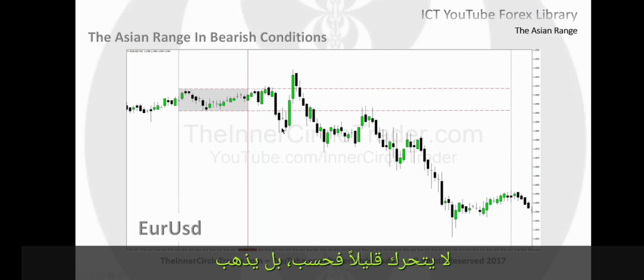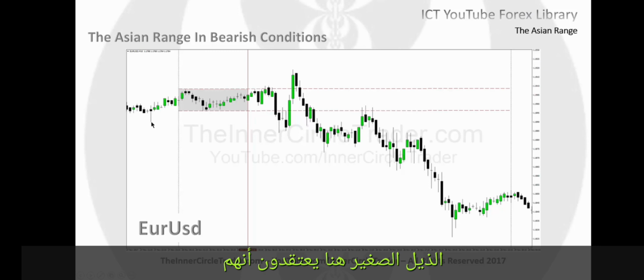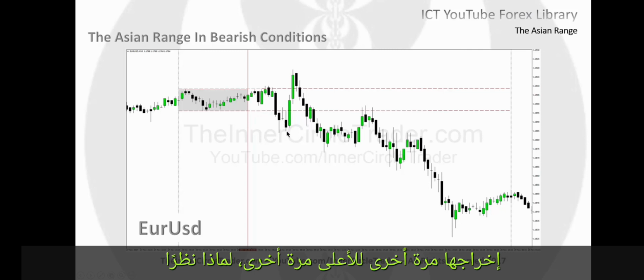Notice it doesn't just go a little bit. It goes conveniently 10 pips below it. It's going to sweep out anybody that has a stop loss at or just below that low. And using that little tail over here, they think that they're safe. They're not. The real move is running above the Asian range high after the buyers have been put in, then taken out, driven back up again.